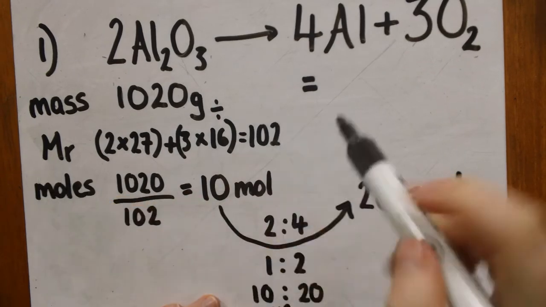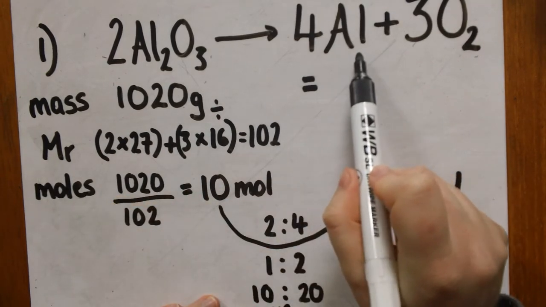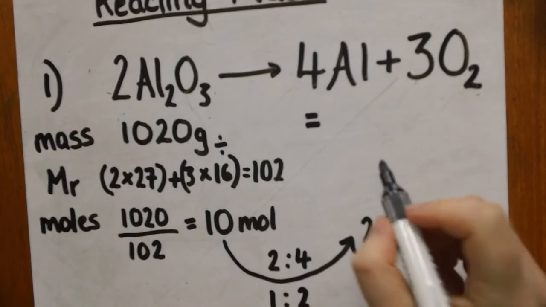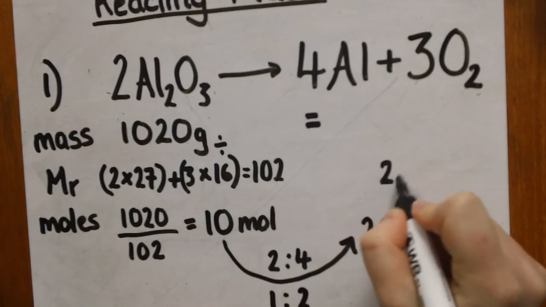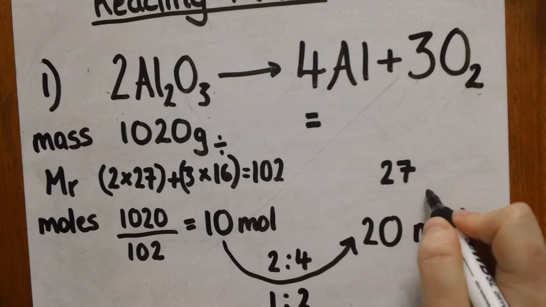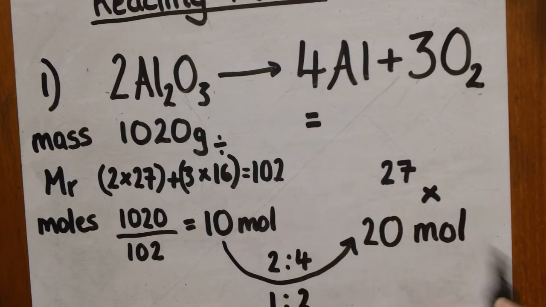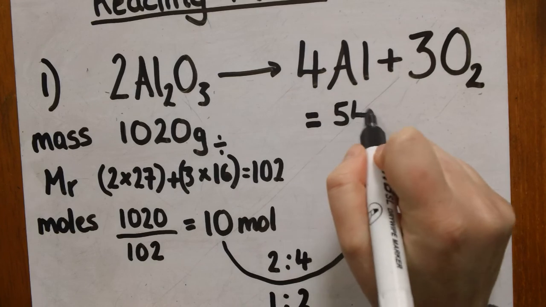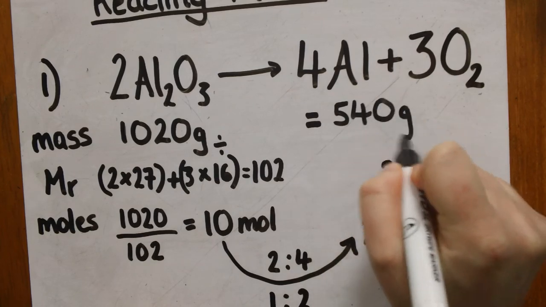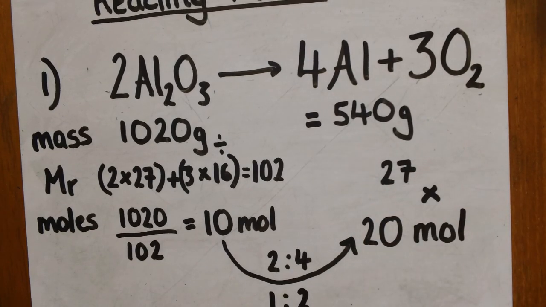My MR is just of Al, there's only one of them, so that is 1 times 27, or just 27. I times these 2 numbers together, and that will get me my grams. So here I'm going to do 27 times by 20, and that gives me 540 grams of aluminium.